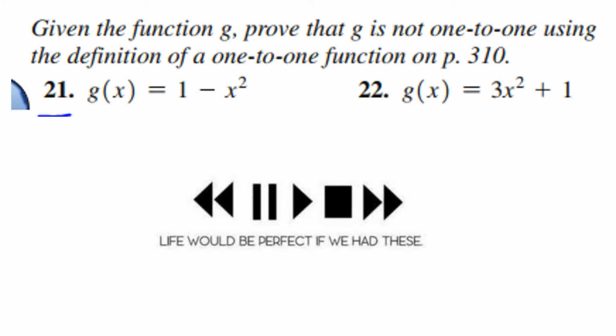Here's another problem. This is number 21. Given the function g, prove that g is not one-to-one. And so here we have g of x is equal to 1 minus x squared. So hit pause, do the problem, and let's go back and see how you did.